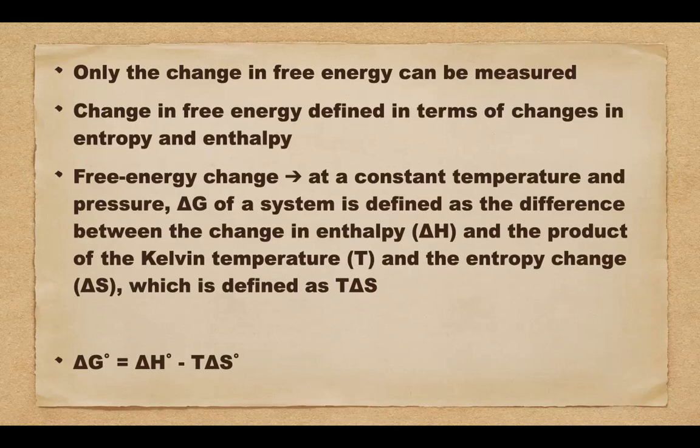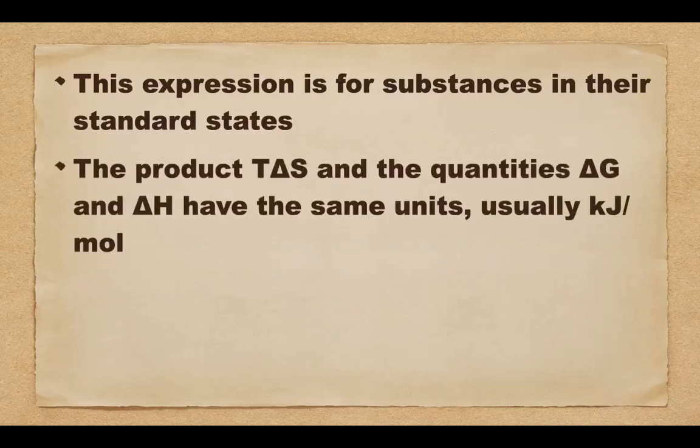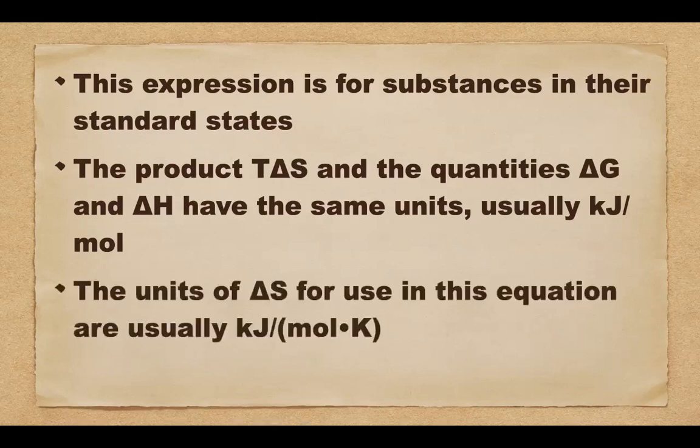Now you might be wondering what these little degree symbols are. This just means in a standard form, which you don't really have to worry about. The little degree symbol is for their standard states. The quantities T delta S, delta G, and delta H have the same units. It is really important that you make sure the enthalpy and the entropy are both given in kilojoules per mole. Quite often, entropy is given in joules per mole because it has a tendency to be a much smaller number than enthalpy. So just make sure that you watch out for that, for any questions that I might give you where entropy is given in joules per mole instead of kilojoules per mole.